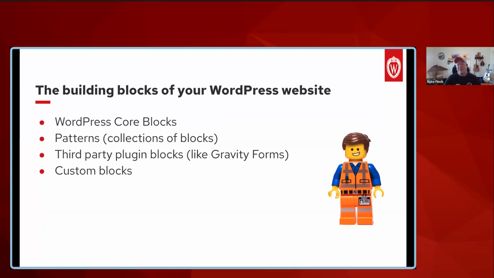Blocks now are kind of the building blocks of your WordPress website. We have a lot of WordPress core blocks that are available. There are a lot of patterns now in the UW Theme 2.0 that are available for you to just use. You can go through the pattern selector, pick those out, and plop a whole bunch of blocks on your page that already have great settings and are ready to go. So you can have some really nice looking pages. We also have third-party plugins like Gravity Forms that are available for your website, specifically on WhiskWeb.